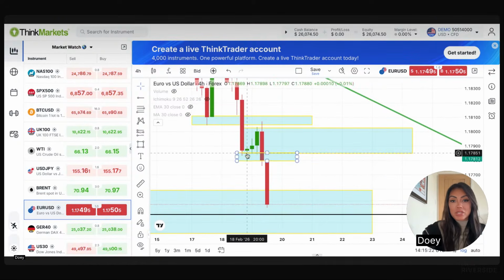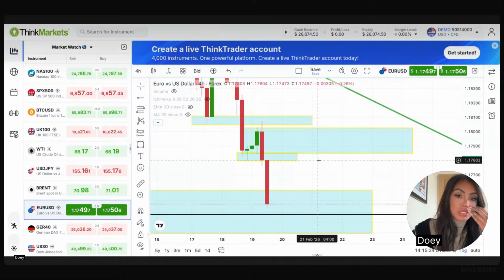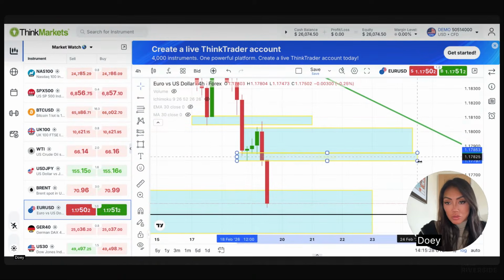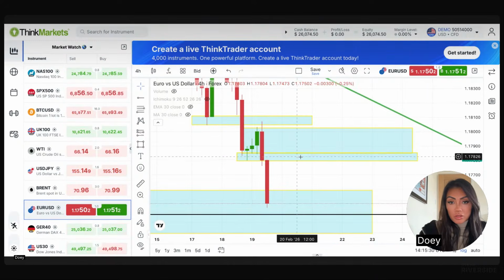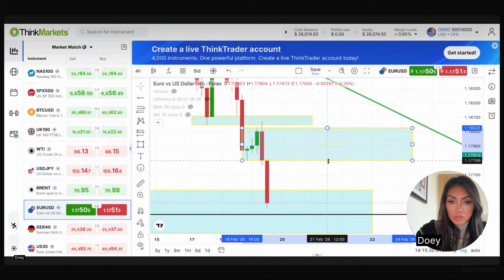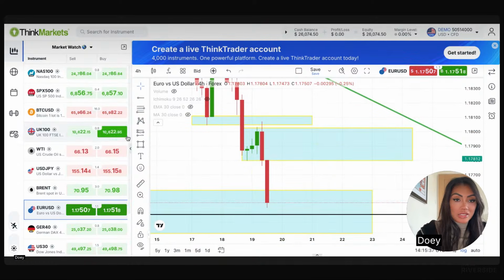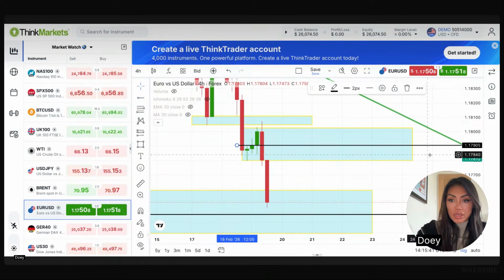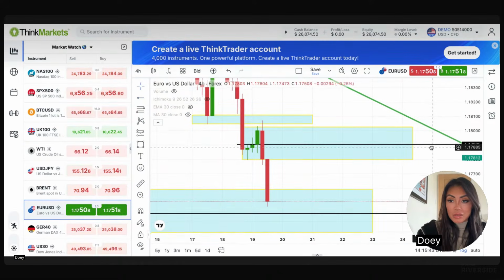But when it's such a big zone, I like to use the 50% area of the zone. I'm just going to make this bigger. It would be something like this. And then I wouldn't want to take a position until price came to retest back up here.